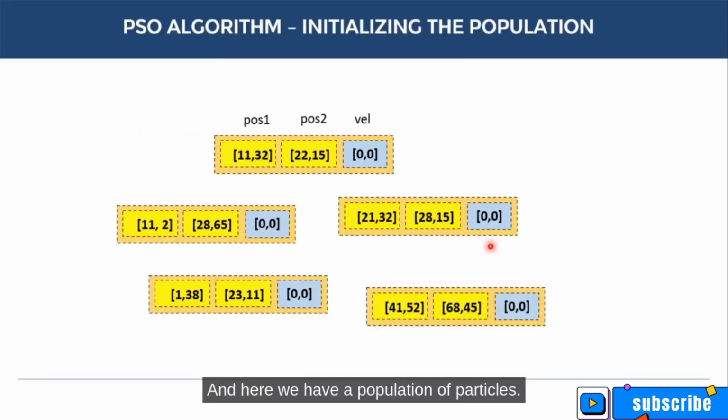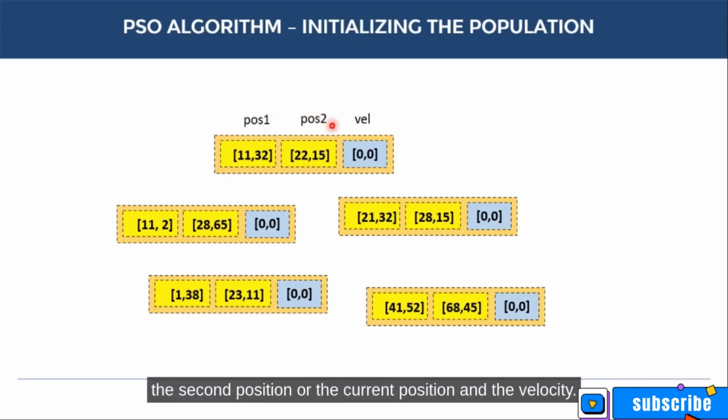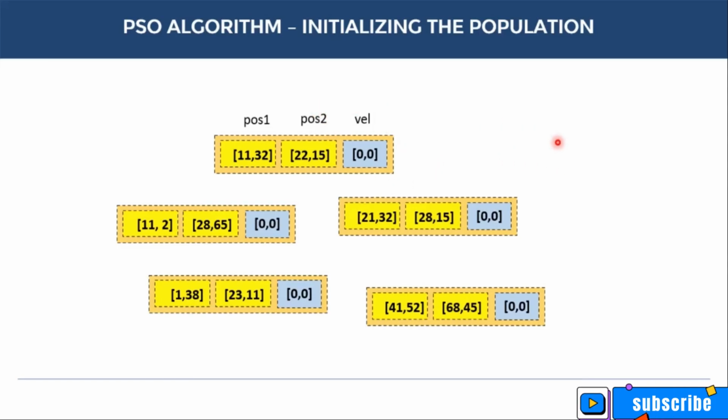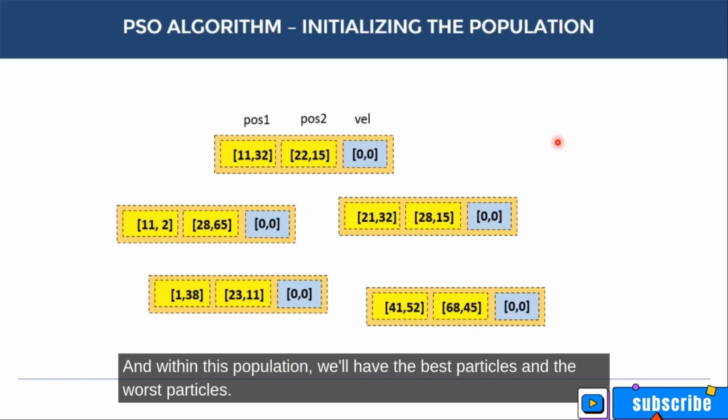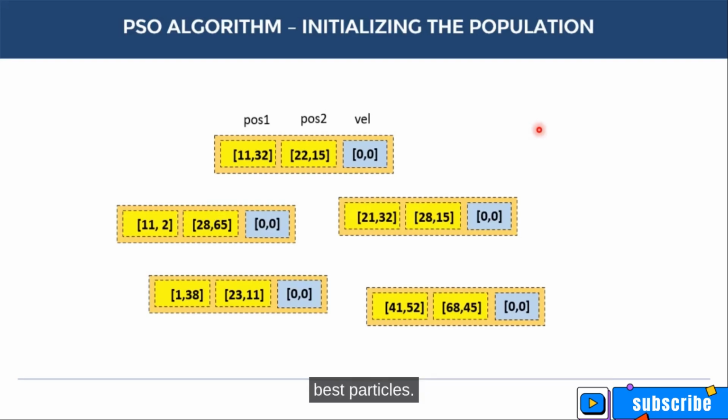And here we have a population of particles. In this case, I'm going to create several of these particles, each one of them having the first position, the second position, or the current position, and the velocity. And within this population, we'll have the best particles and the worst particles. In the next lectures, we'll see how we represent and how we find the personal best and the global best particles.